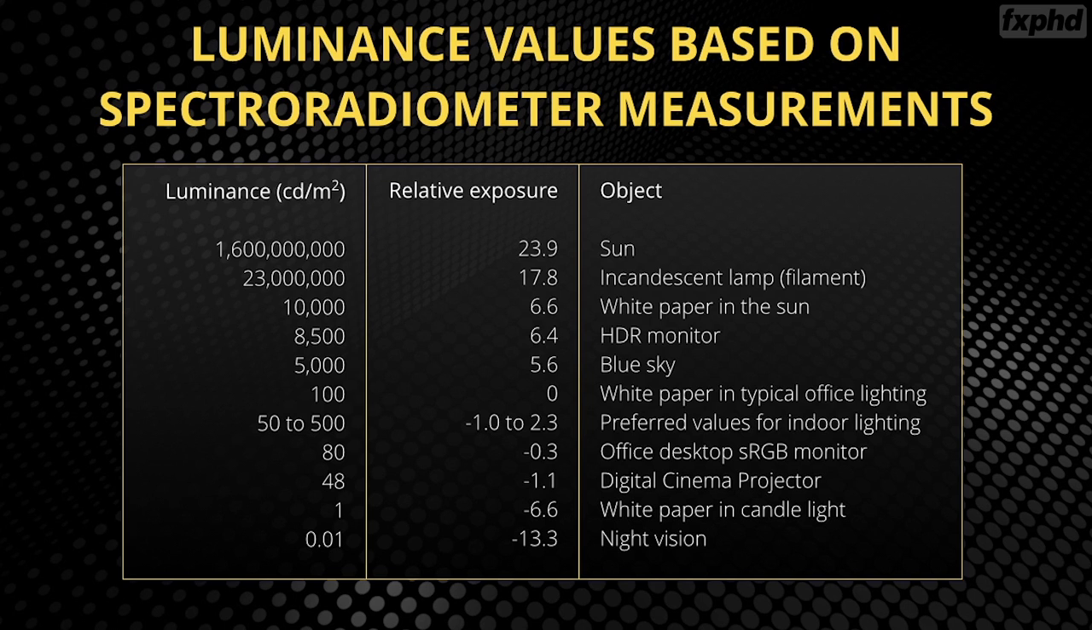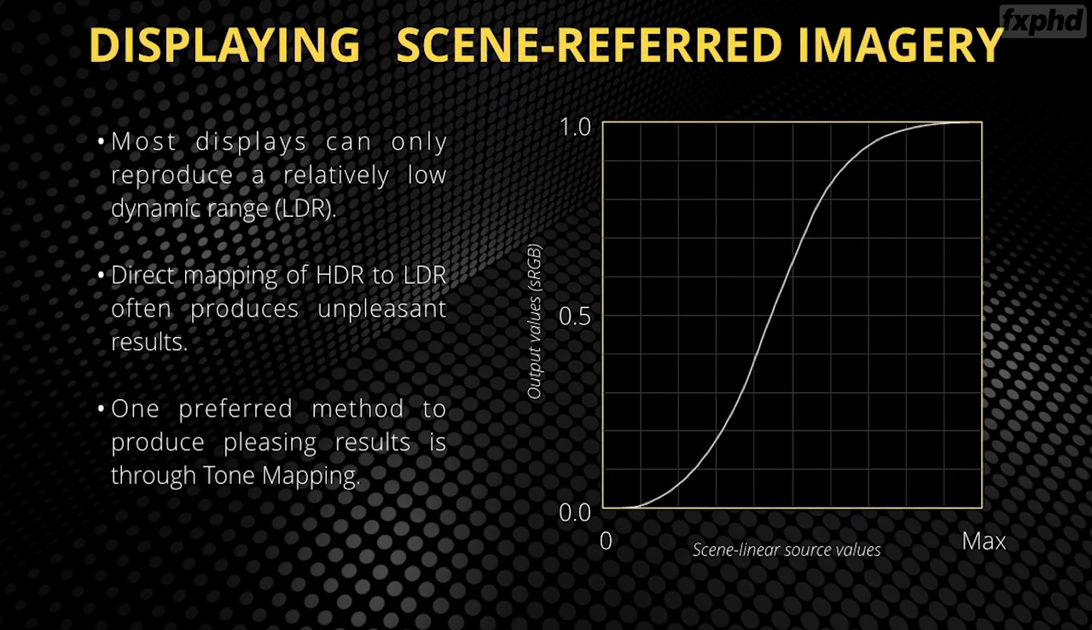So the question obviously comes up, how do you take scene referred information and actually display it on a monitor? Because that's obviously what we want to do. Well, there are a number of different ways of doing it, but one of the most common ways is to do it using an S-curve, which you can see here.